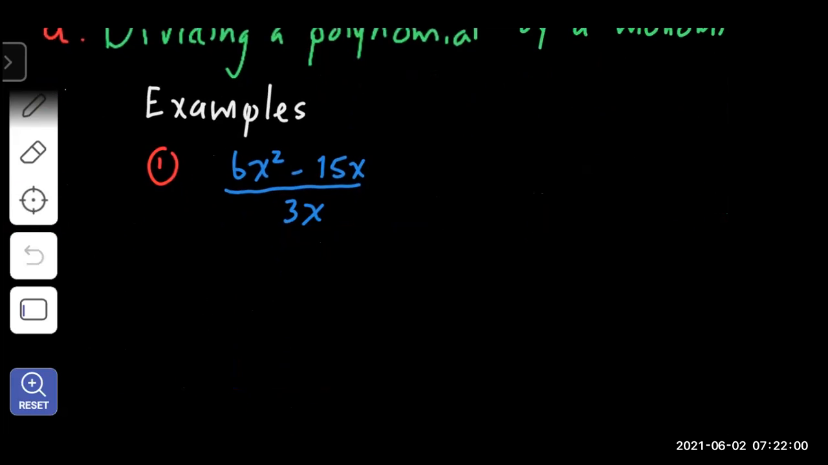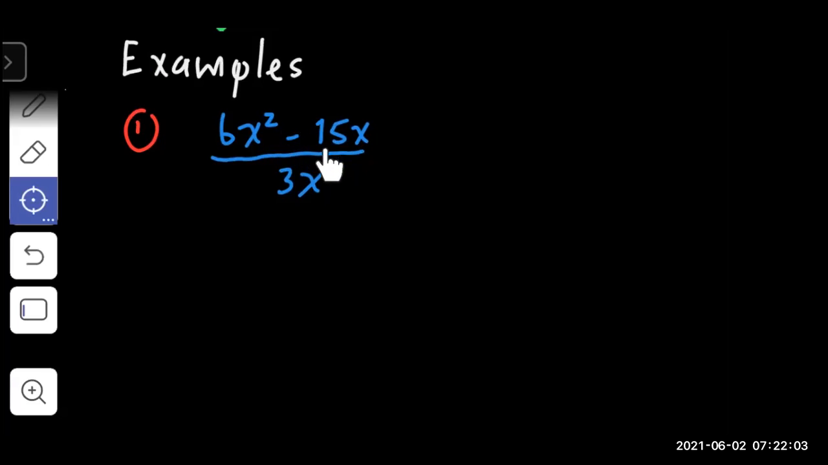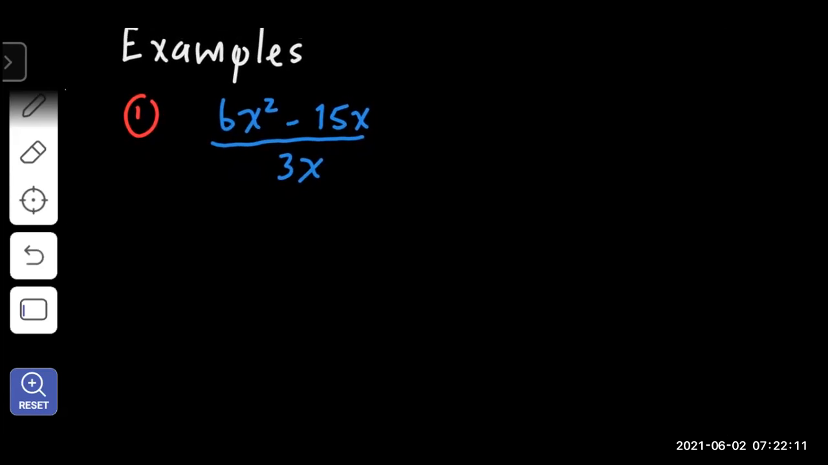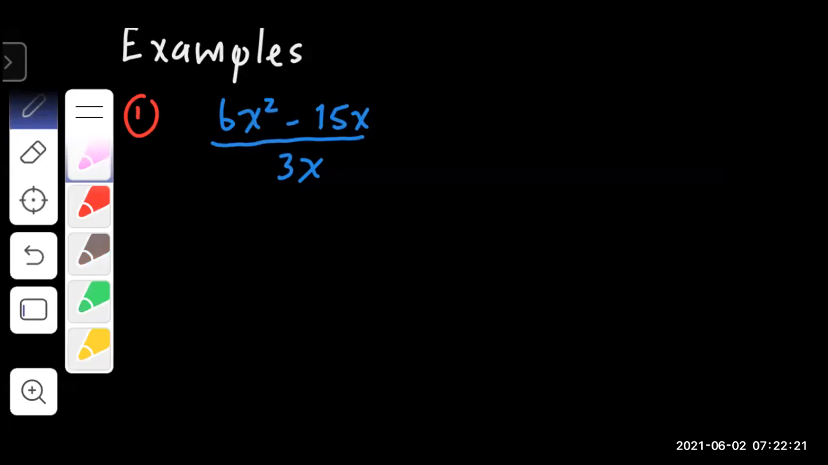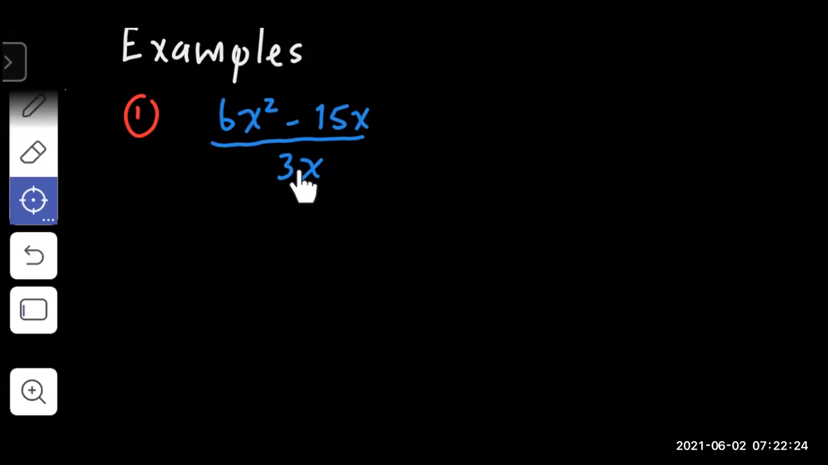Let's suppose we have 6x squared minus 15x, and all of that is divided by 3x. How do we tackle this? Straightforward. Take a look, guys. All of this is over this. This 3x is dividing this. So what are you going to do in this case? It's very simple. We are going to simplify, separately. It's not like a big division. We can think about this as simplifying.